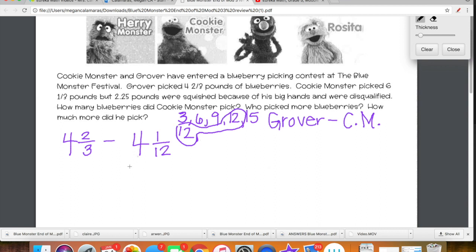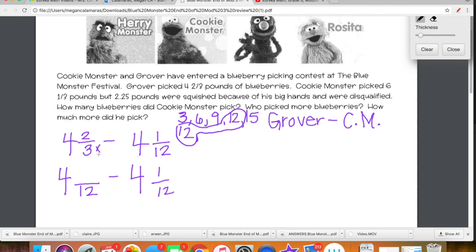I love that because that means we don't have to do any work to 4 1/12 because the denominator for 4 1/12 is already 12. So we're only going to have to do work to our thirds. Okay, so we're going to bring our whole number down. We're going to rewrite our fraction as a fraction that has a denominator of 12.